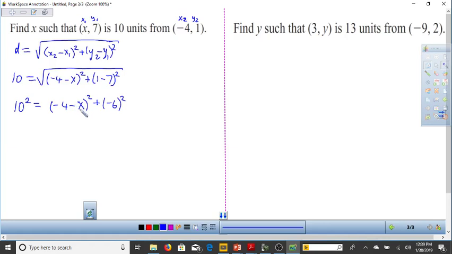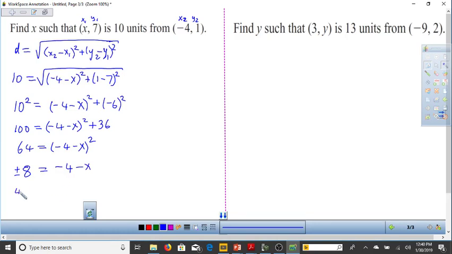And since I only have one variable around, I just solve for the variable. So I have 100 is equal to negative 4 minus x squared plus 36. I subtract 36 from both sides. I get 64 is equal to negative 4 minus x squared. And then I take the square root of both sides. And when I take the square root of a number, I should get a positive and negative version. Square root of 64 is 8. So I have negative 4 minus x is equal to positive or negative 8. And then I just add 4 to both sides.